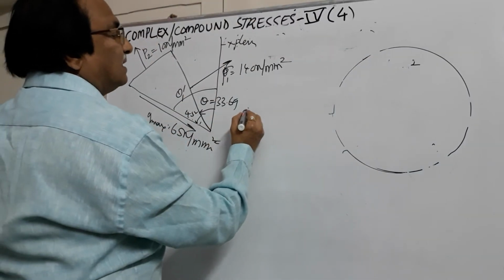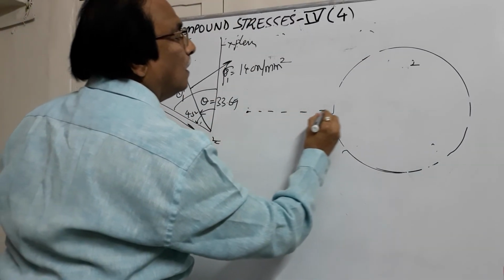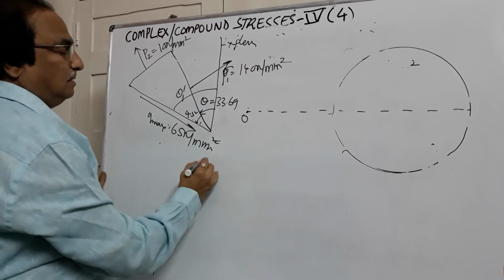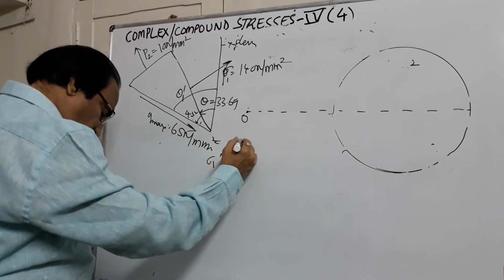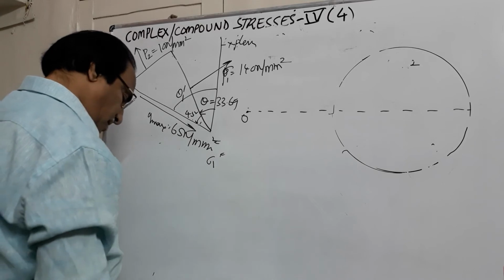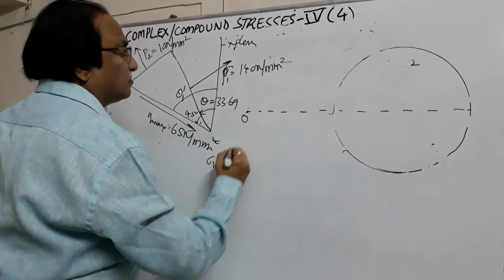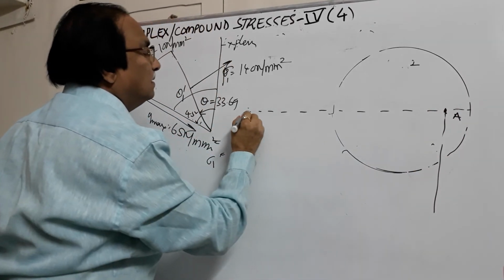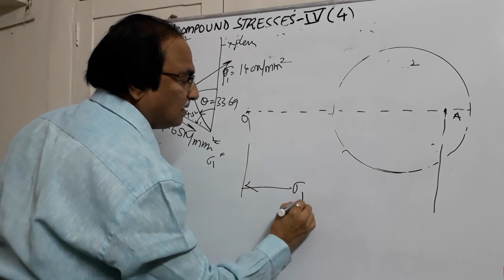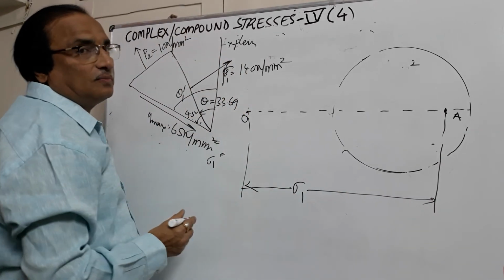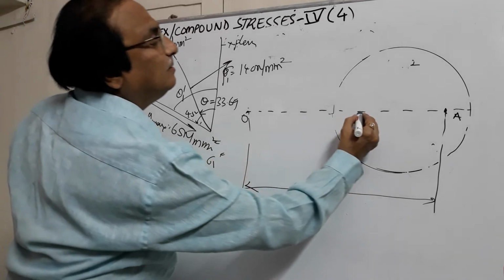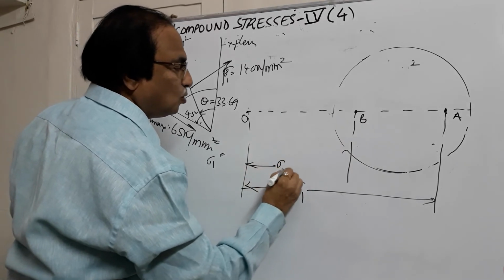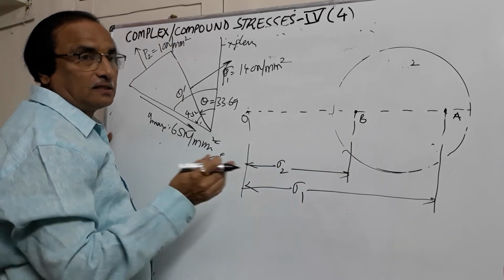Now to begin with, let us consider an origin here. From O, plot sigma 1. Sigma 1 here given to you is 100 Newton per mm square. So from O to A, draw a line. This will represent your sigma 1. That is 100 Newton per mm square. You take some scale and plot this. There will be another point here, B, and this OB will represent sigma 2. These are the normal stresses.